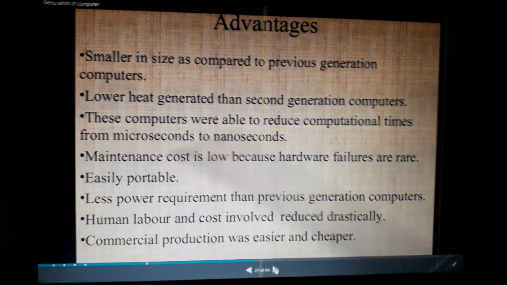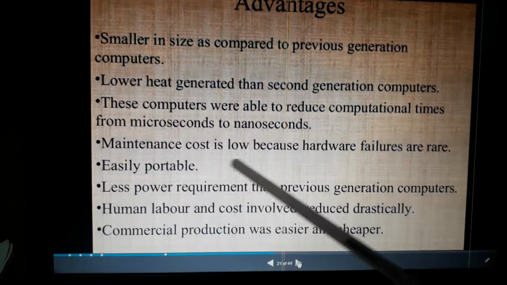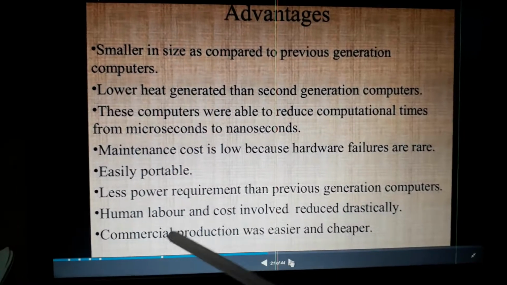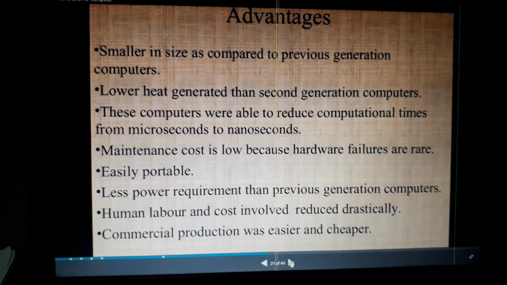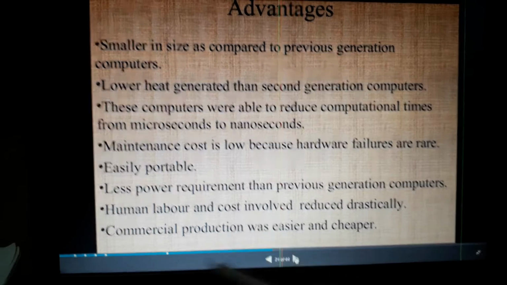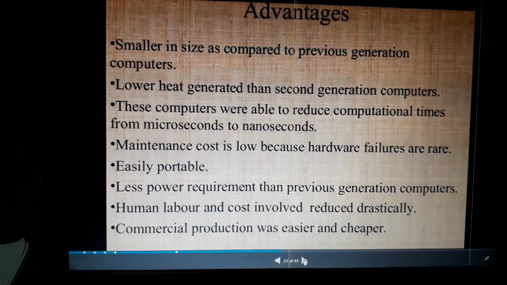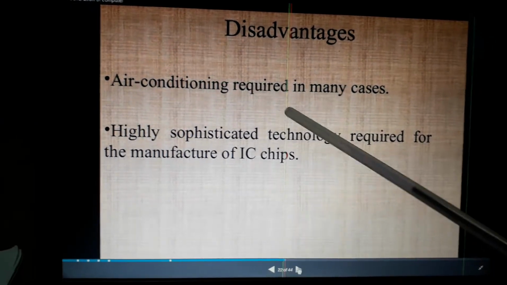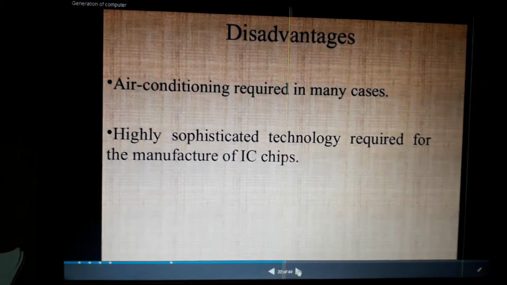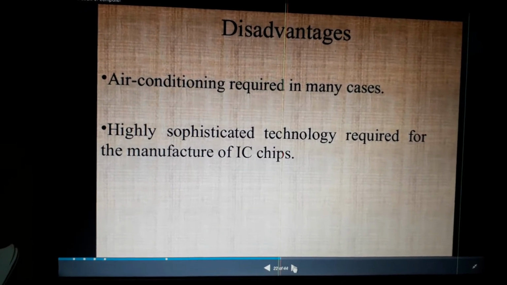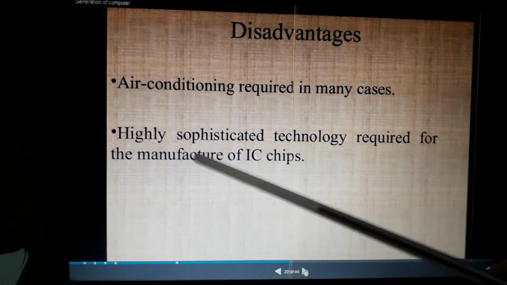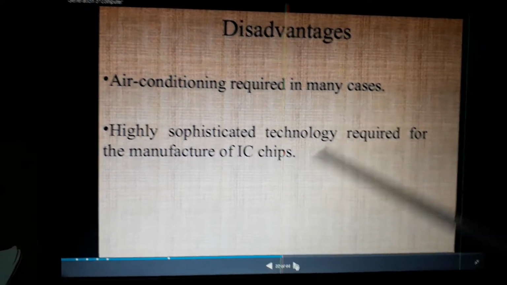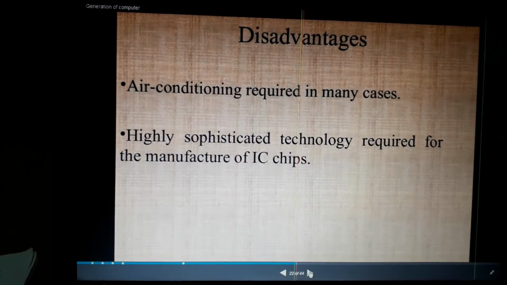Within a second it will do 1,000 calculations. Maintenance is low. See how many advantages there are. Portable, less power, human labor is very reduced. Commercial product: I can buy, I can produce more and I can sell also. And what is the disadvantage? Very few. It requires air conditioning only. Even in our lab, some labs have AC and some do not. Highly sophisticated technology is required for manufacturing ICs, so more technology is needed.